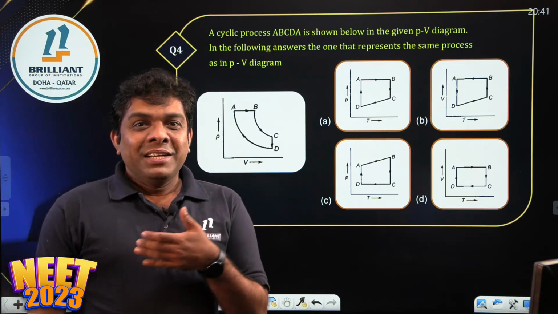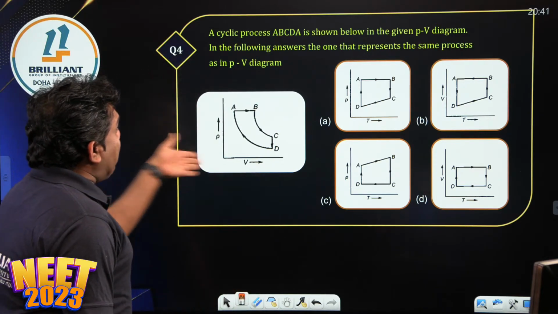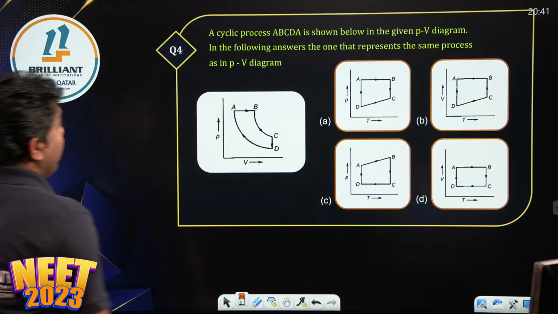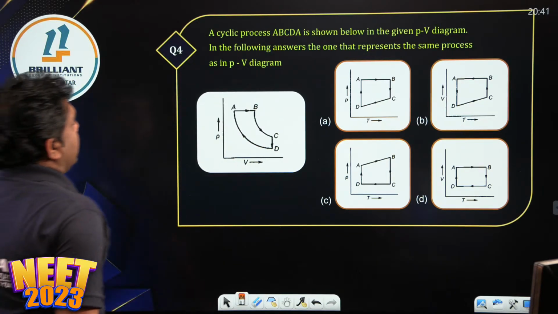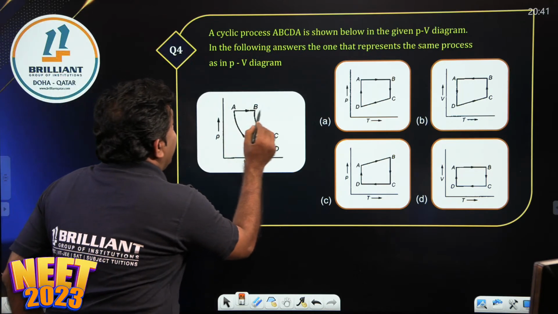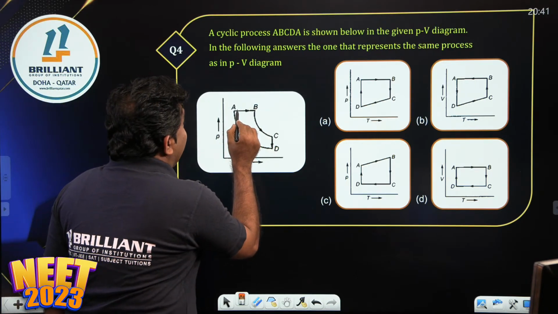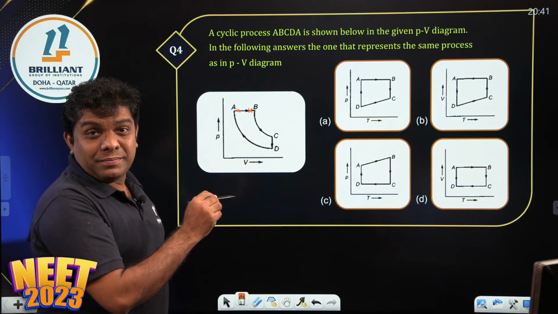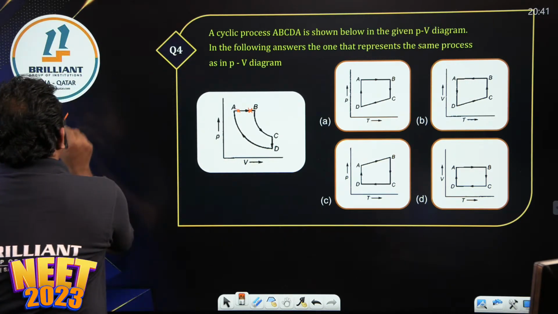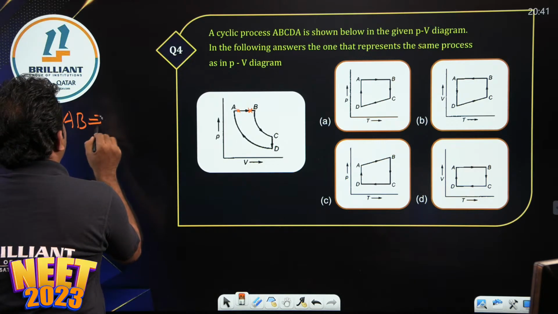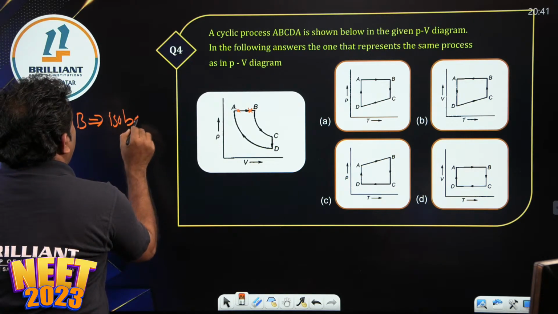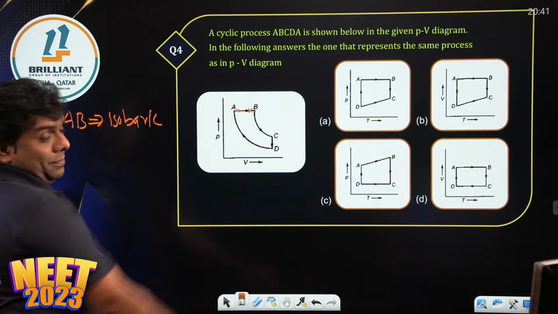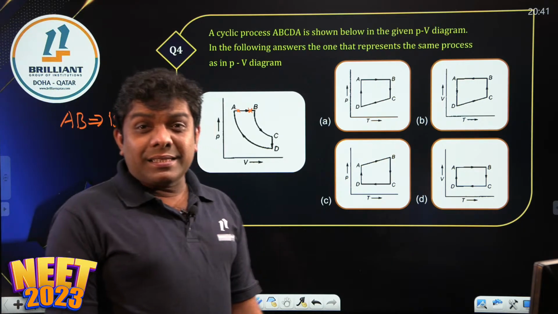That's the question. So here a PV diagram is given, and we can name each process. Simply see, here AB is there. At every point of this AB, pressure remains constant. So we can say AB is an isobaric process. Then what does BC stand for?